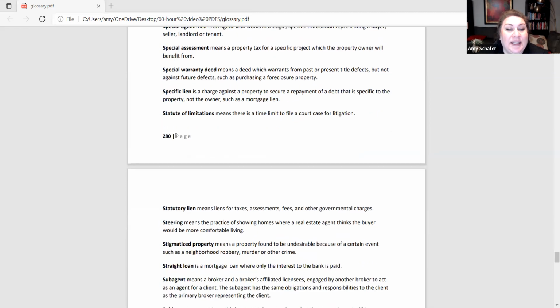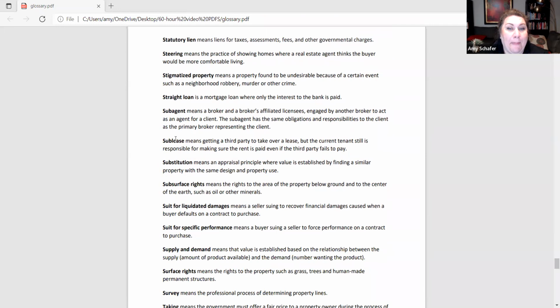Let's go down here to steering. This is another fair housing term, and this is a practice against buyers. We talked about blockbusting, which is against sellers. This is against the buyer or a tenant, where we indicate that maybe they would want to live somewhere else where they're more comfortable, where there's people like them. They can live anywhere they want.